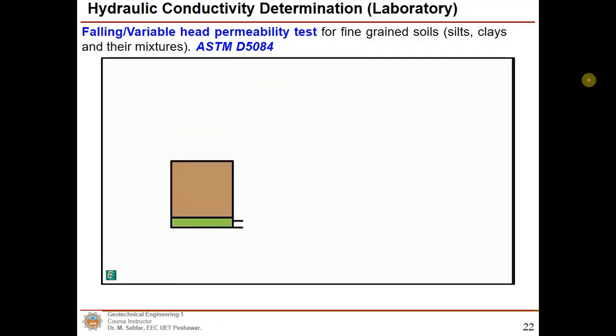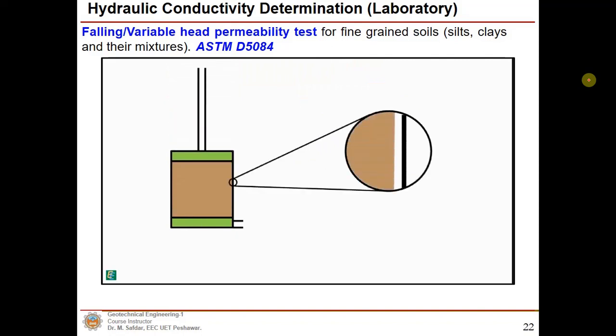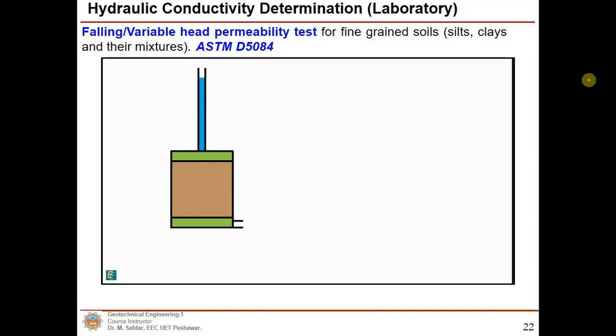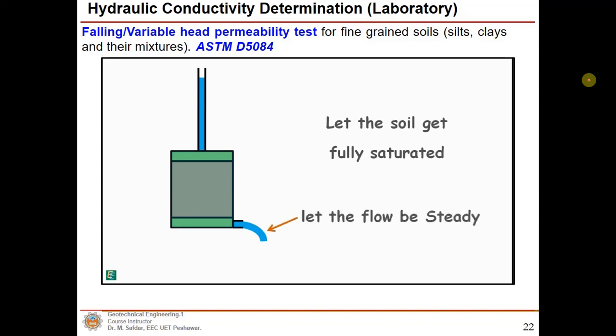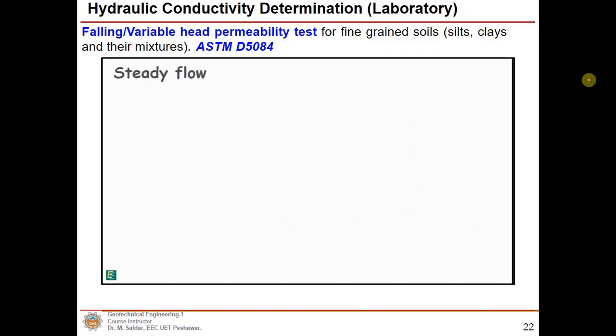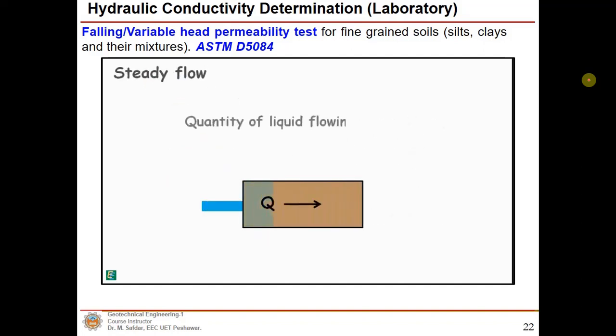We place this sample inside the mold between porous discs. Some space will be left between the mold and the specimen that we will fill with some impervious material such as cement slurry. We fill the standpipe with water, and before beginning the experiment, we allow the water to flow through the soil and let it get fully saturated. Even after that, we let the water flow out for some time so that a steady flow can be attained. A steady flow is the one in which the quantity of liquid flowing per second through any section is constant.